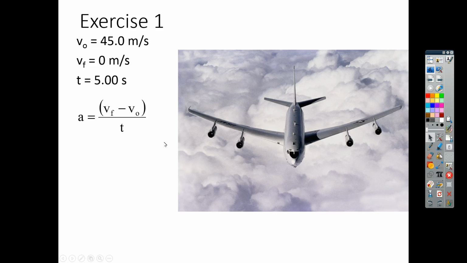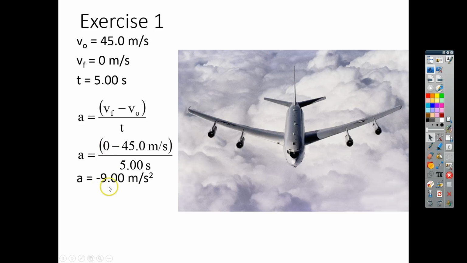So we can use our basic equation, VF is equal to AT plus VO. We went ahead and rearranged it for this problem, and we're going to plug all of our numbers in, and we should end up with -9 meters per second squared.